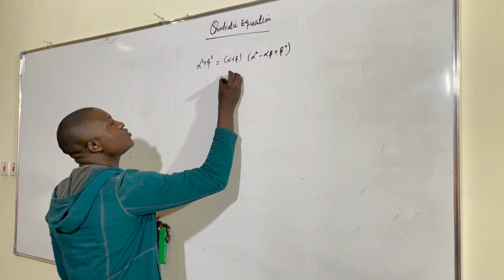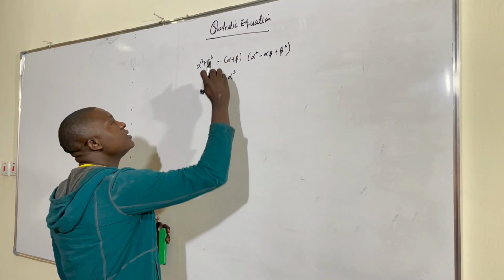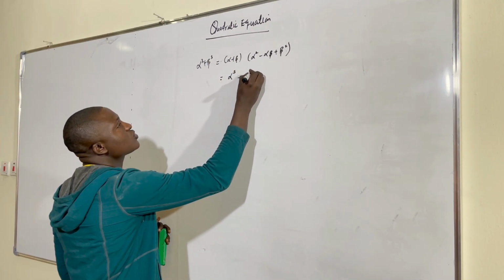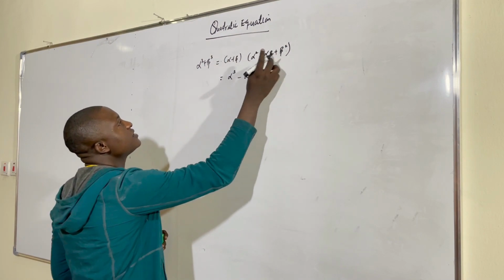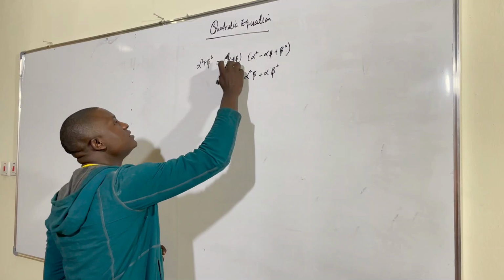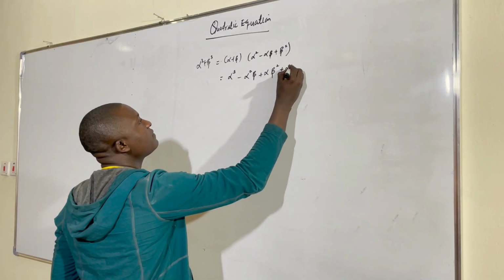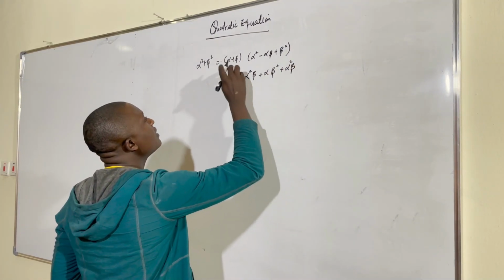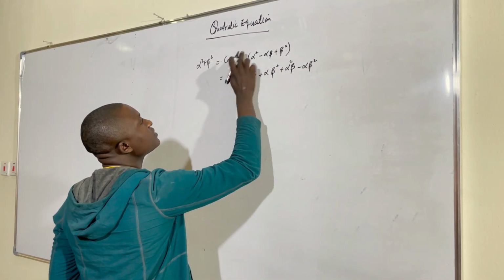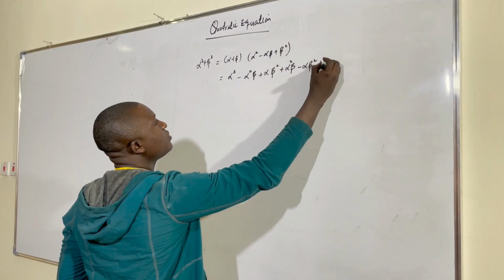Alpha times alpha square, we have alpha cube. Alpha times this, and we have minus alpha square beta. This times this, and we have plus alpha beta squared. Beta times this, and we have plus alpha square beta. This times this, and we have minus alpha beta squared. Plus times plus, and we have plus beta times beta, and we have beta cube.